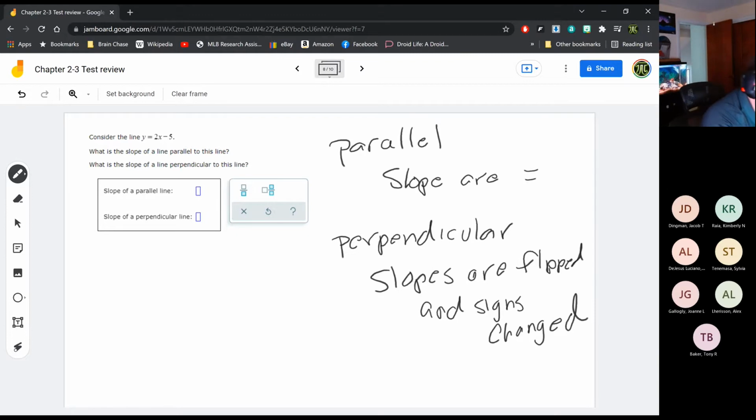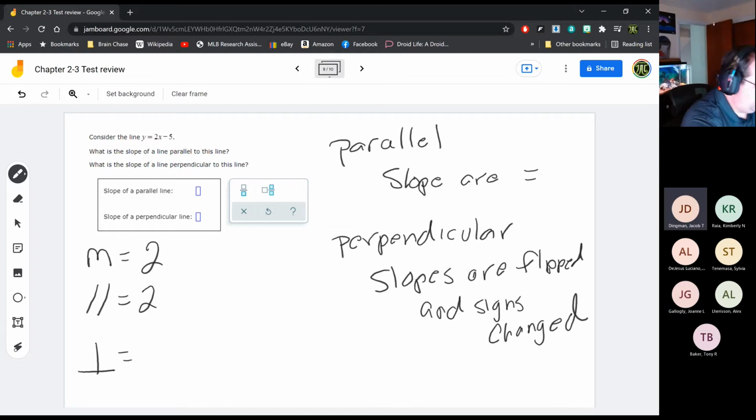So in this problem, my original slope is 2. So my parallel slope is also 2, because they're the exact same. Perpendicular: if I flip over 2, what do I get? You get 1/2. Very good. So I get 1/2, because remember, any whole number is over 1. And I change its sign, so it's negative 1/2.